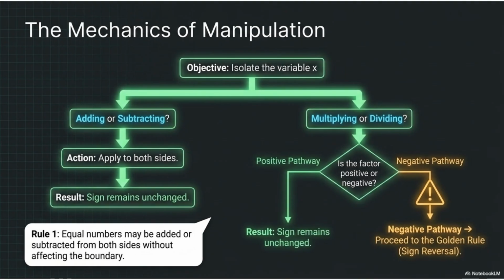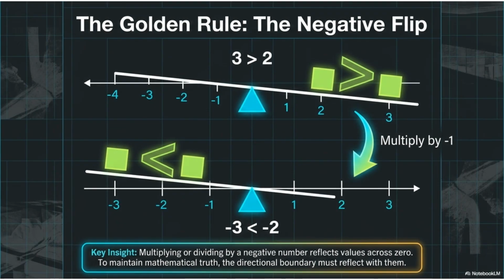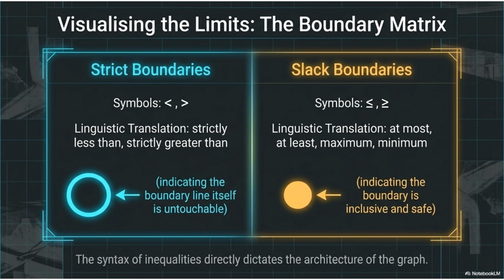When manipulating inequalities to isolate a variable, remember that adding or subtracting doesn't change the boundary. However, multiplying or dividing by a negative number is a different story. This is the golden rule, or negative flip. Because multiplying or dividing by a negative number reflects values across zero, the directional boundary must also flip to maintain mathematical truth. Visualizing these limits is key.